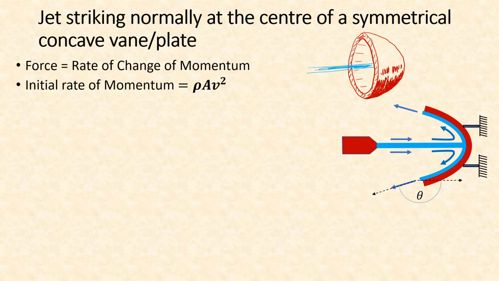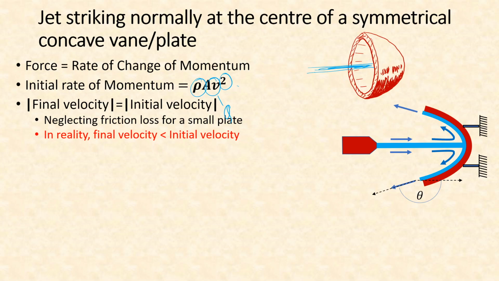Now force will again be the rate of change of momentum, which we are trying to find out. Initial rate of momentum is rho a v square, where a v is the volume per unit time, or discharge, and multiplied by density gives us mass per unit time, and multiplied by another v gives us rho a v square. So a v is Q, rho is density, and multiplied by v it is momentum.